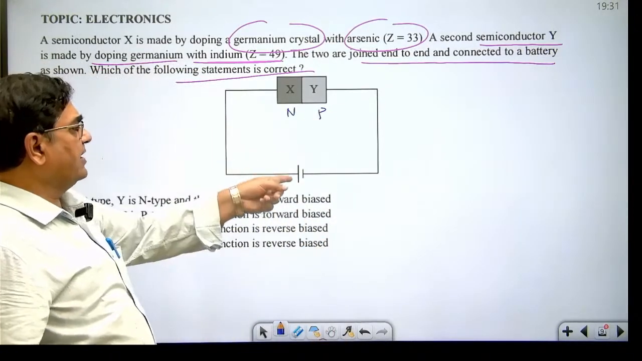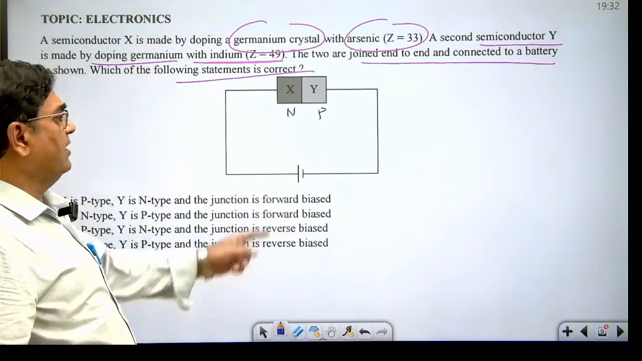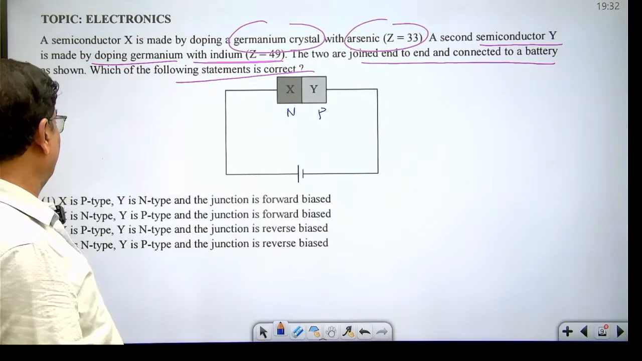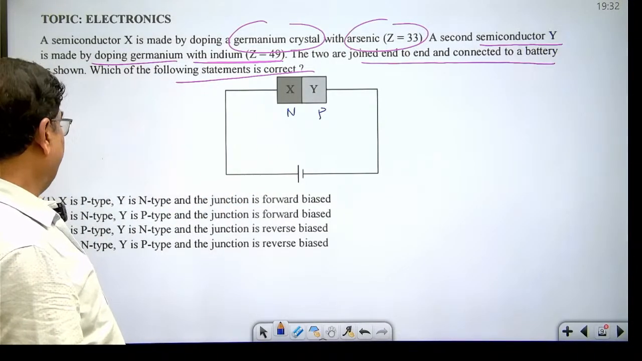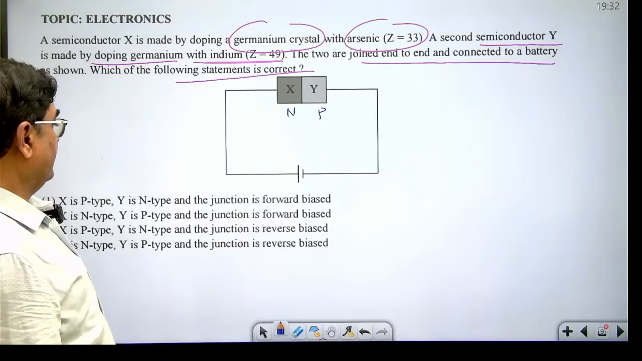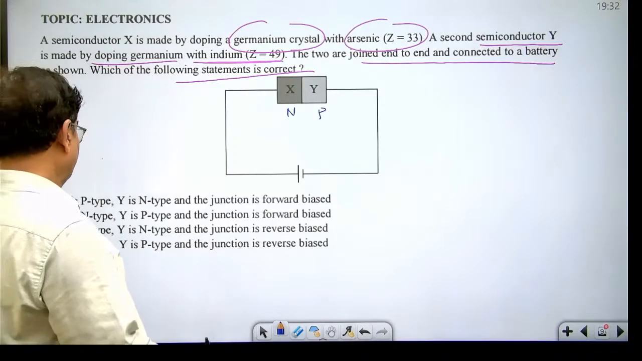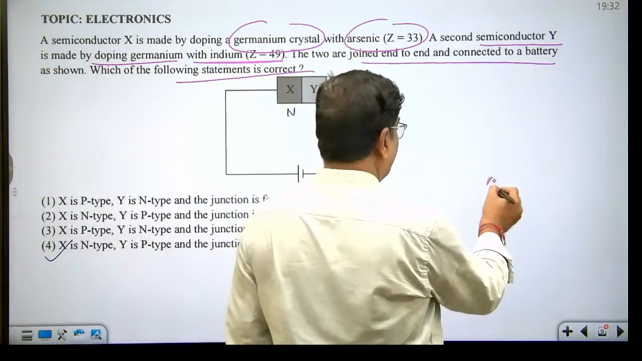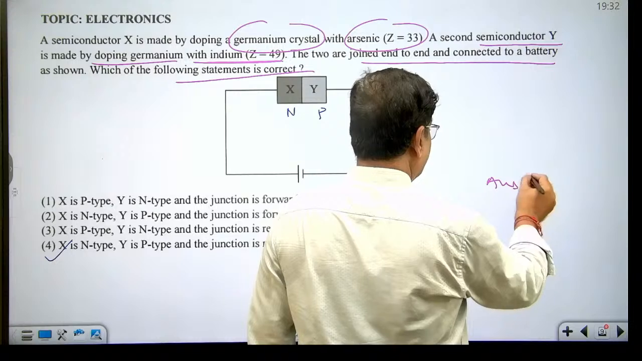When N-type semiconductor is connected to the positive terminal and P-type is connected to the negative terminal, this becomes reverse bias, okay? So X is N-type and Y is P-type and the junction is reverse bias, okay? So out of 4 choice, the correct choice is option 4.